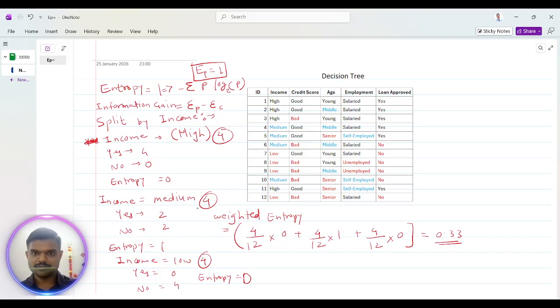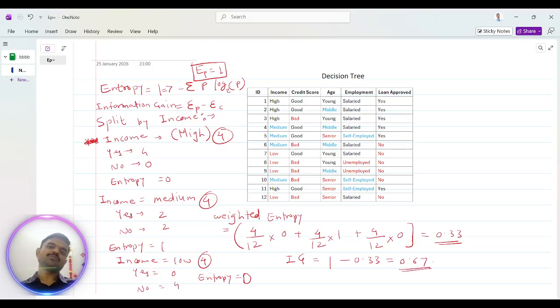So here, the information gain is equal to the parent entropy, 1, minus 0.33, the entropy of the child. Child means one column, you can say. Now we are considering the income column, so income is our child. That's why the information gain is 0.67.